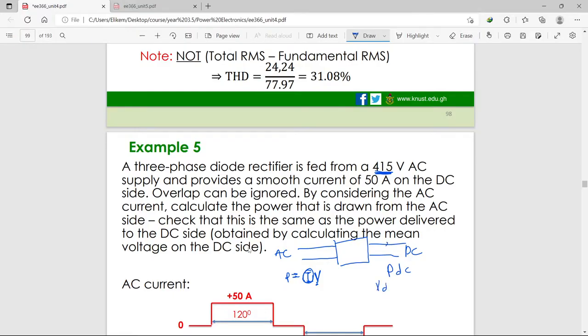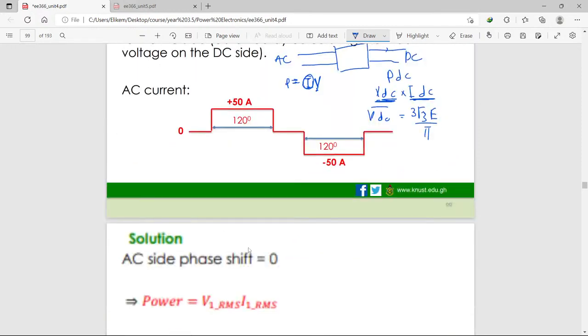VDC times IDC, right? So I know my IDC already. That is drawing 550 amps. So I have to find VDC. When that VDC mean is given by what? Yeah, 3 root 3 E over pi. No overlap. So use this formula to compute the VDC here.